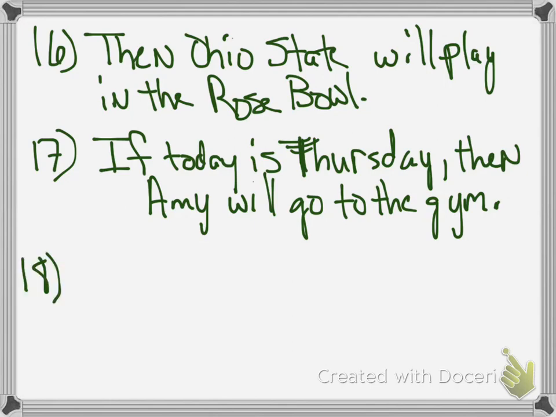Okay, so if you look at 18, 18 says that if the measurement of angle A is equal to the measurement of angle B, and the measurement of angle B is equal to the measurement of angle C, let's make a conjecture. Through the law of syllogism, I can make the conjecture that the measurement of angle A must be equal to the measurement of angle C, because B joins them.